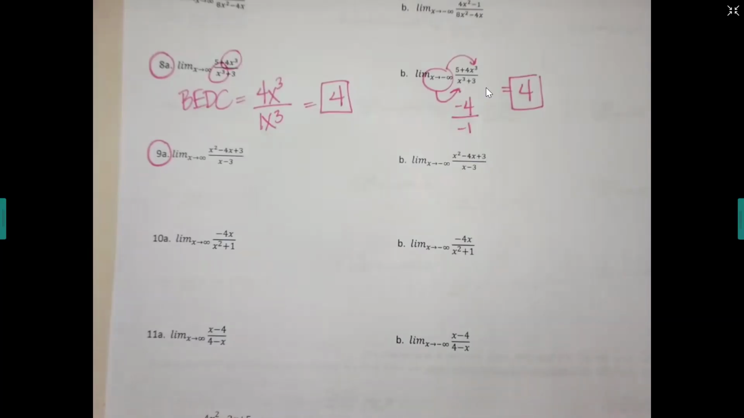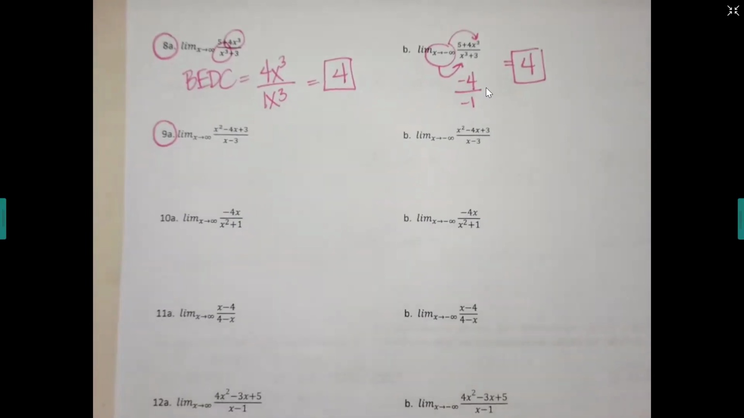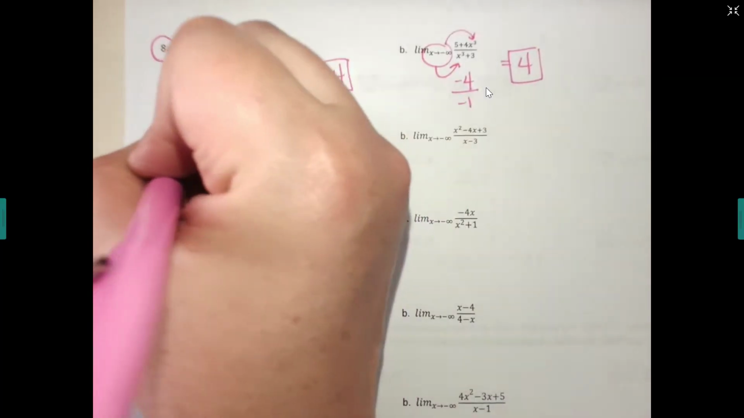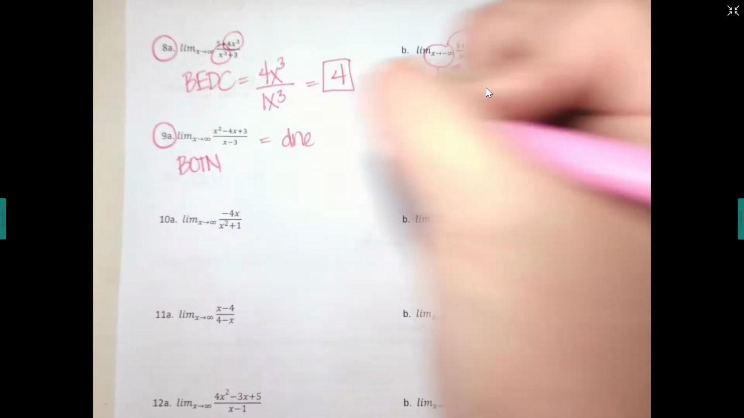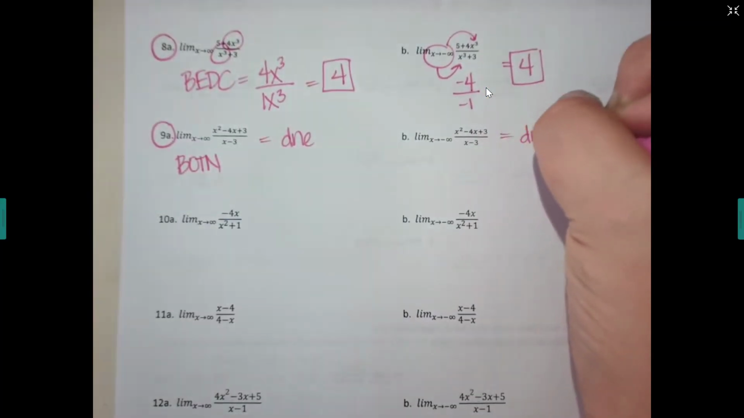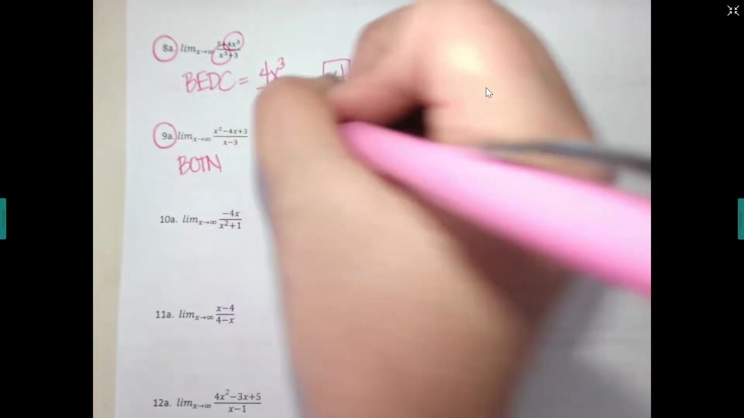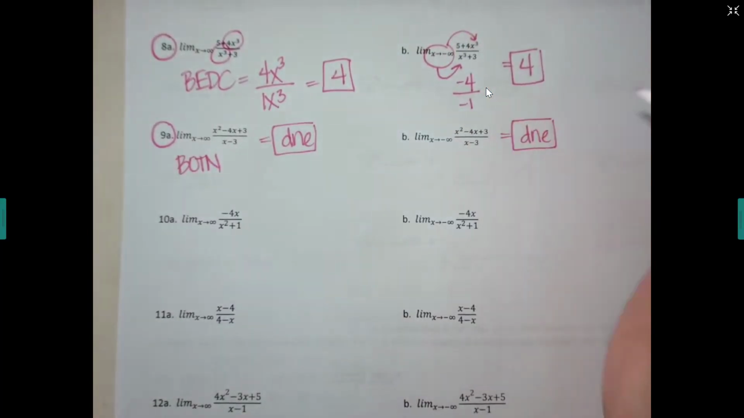Okay, let's go down to 9. Bobo, Botan, or Betsy? That is a Botan, which means that your limit is DNE. And then since I have no weirdos, I know that they're both DNE. But let's say for your test that you have to pick positive or negative infinity.